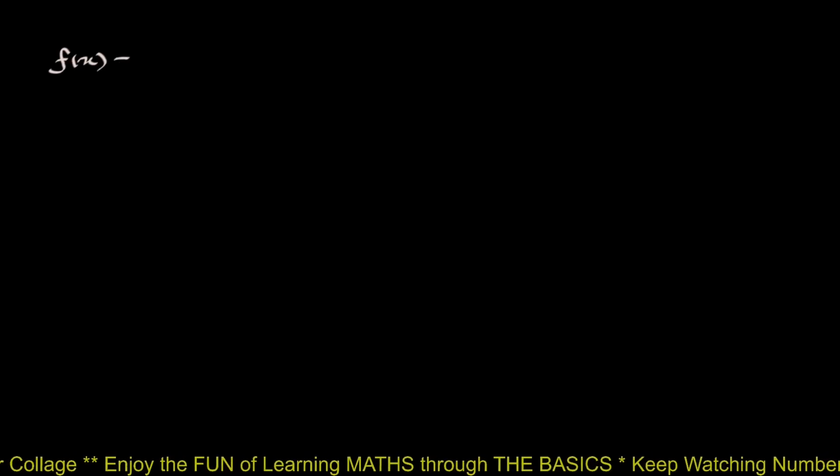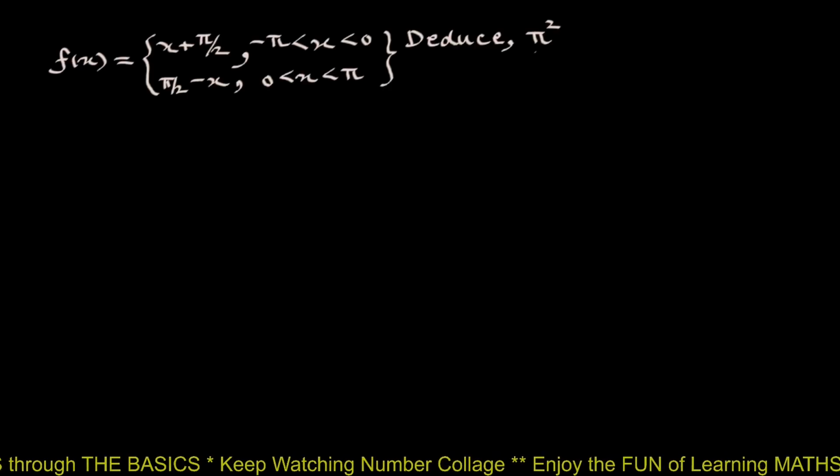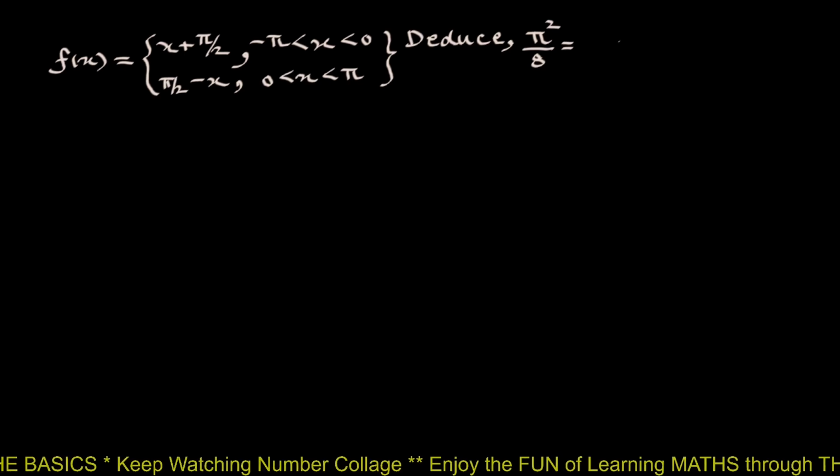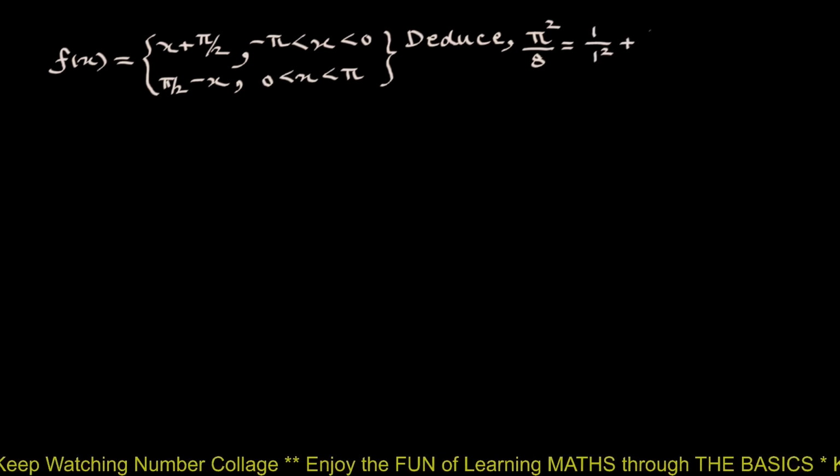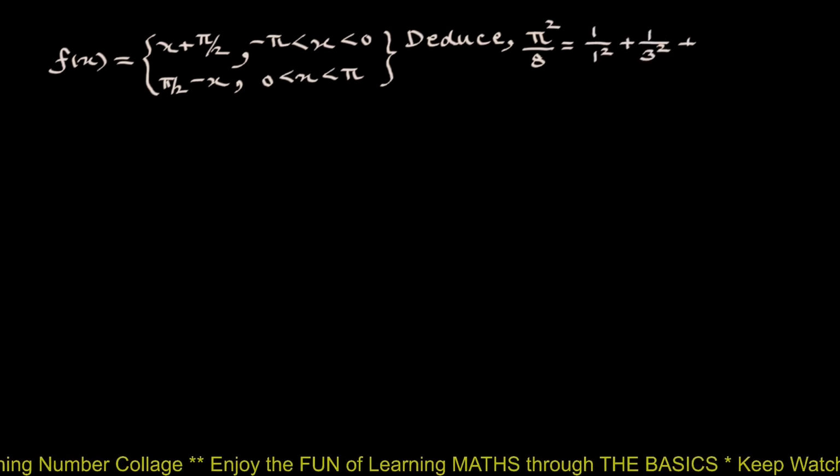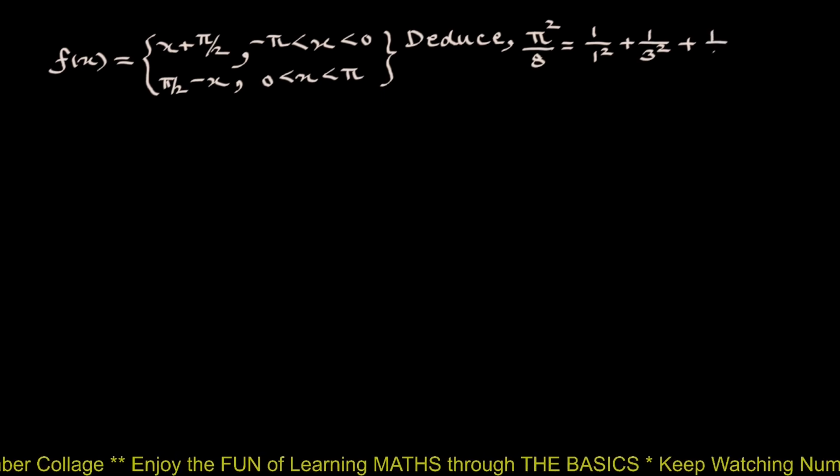Now we will see how to find Fourier expansion of a piecewise function defined as f of x equals, hence we have to deduce pi square upon 8 equals 1 upon 1 square plus 1 upon 3 square plus 1 upon 5 square plus so on and so forth.